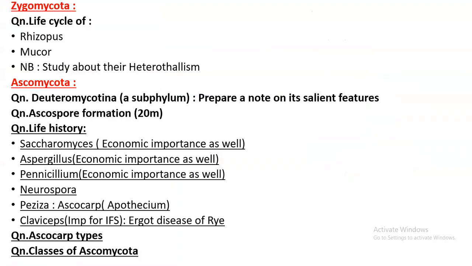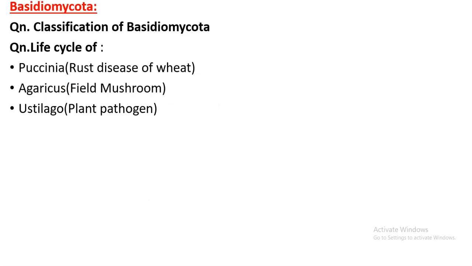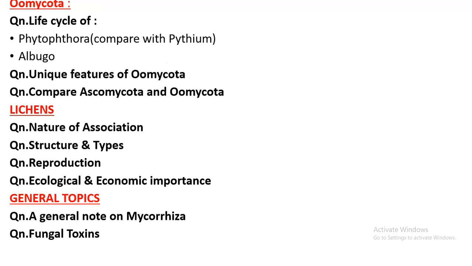This will be the order in which we'll be proceeding through the fungi lecture series. We have to see the life cycles under Zygomycota, that is Rhizopus and MUCOR. Then we'll be seeing around 5-6 life cycles under Ascomycota. After that we'll be seeing Basidiomycota. Zygomycota, Ascomycota, Basidiomycota are examples of true fungi, and after that you have to see a fungi-like organism, that is the phylum of Oomycota. We have to see 2 life cycles under this. Then we will be seeing about lichens, mycorrhiza, fungal toxins, etc.